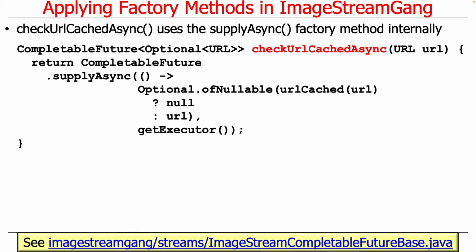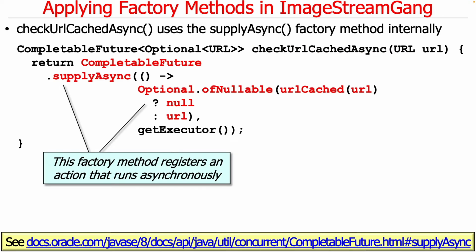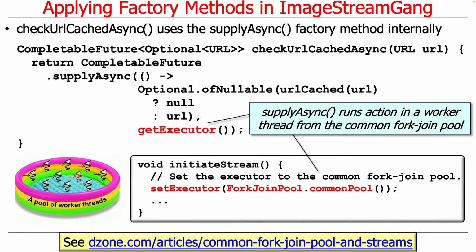So checkUrlCachedAsync is a method. You can see the method takes a URL, and it calls the CompletableFuture supplyAsync factory method. And what that does, as always, is it registers an action that will be run asynchronously in the context of whatever executor we give it when we call supplyAsync. And I'll talk more about that in just a second. But the key thing I want to talk about here is we're passing in an action. And this is what the action is. It's a lambda expression that says Optional.ofNullable of urlCached(url) ? null : url. So what the heck is that trying to do? Well, we'll talk about that in a second.